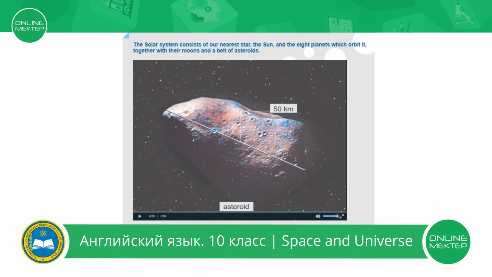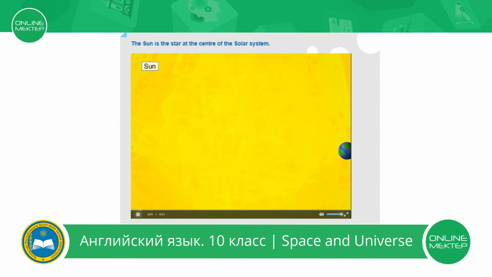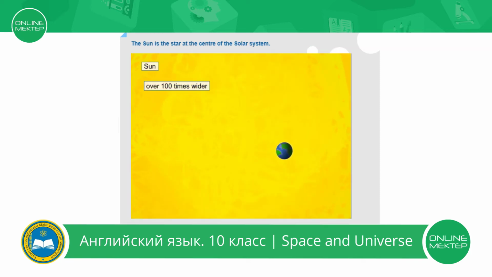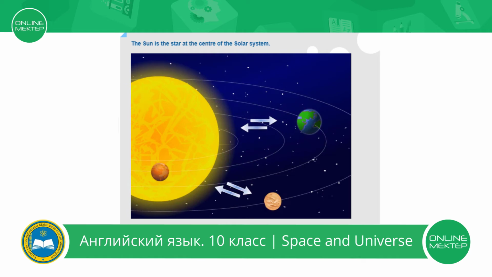Now, let's watch the next video to find out some interesting facts about the Sun, the biggest star in the solar system. The Sun is over 100 times wider than the Earth and 333,000 times its mass. The Sun's huge mass produces a strong gravitational pull, which keeps the planets and other bodies of the solar system in orbit around it.